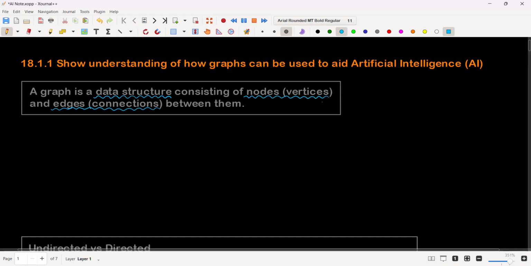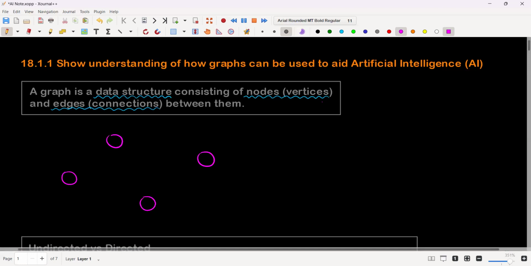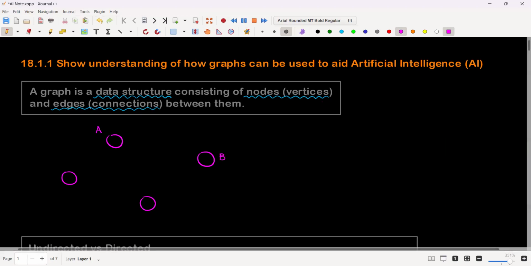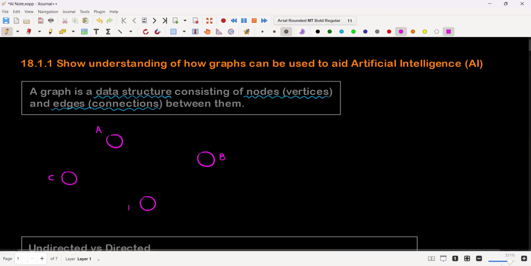Let me draw a graph and show you how it looks in a representative format, right? I'll try and show you how these nodes and edges connect to one another so that you can visualize how a graph looks. A graph is made up of nodes, where each node can be represented using a circle. Usually, each node is given some unique identifier, like a letter. For example, this node here may be given the letter A. The node here might be B, the node here might be C, and the node here might be D.